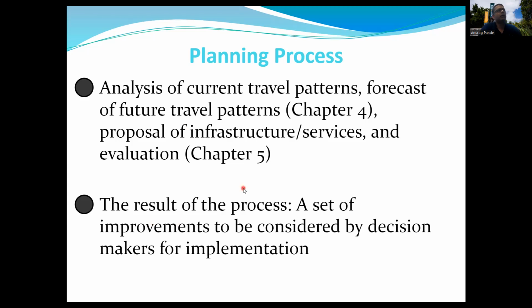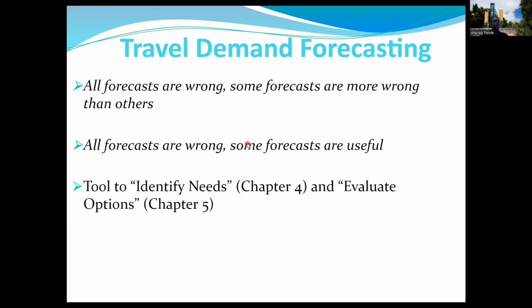But in this chapter, we're going to deal much more with chapter 4, where we look at how many trips are going to be made, what modes they're going to be using, and what type of routes they might be taking, and so forth. This whole process that we're going to learn about in chapter 4 is called travel demand forecasting.